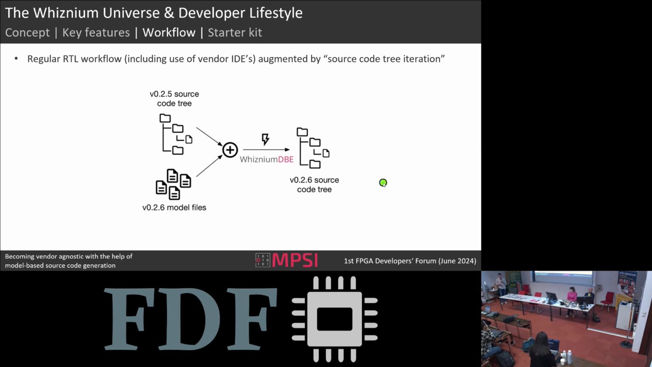From the second iteration or the second version of your model, you don't only feed in the updated or new model files where you want the change to take place, but you also feed in your existing source code tree, and then the Wisnium tool will extract your manual modifications to the source code tree and reinsert them in the newly generated source code tree of the next version.